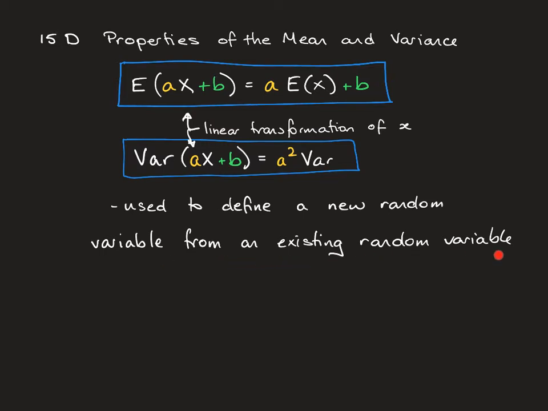So say, for example, I knew the average value for one particular random variable, and someone told me that a new random variable was twice that plus 2, I could simply take my average and work directly with that average. It's probably easiest with an example. So let's have a look at an example.